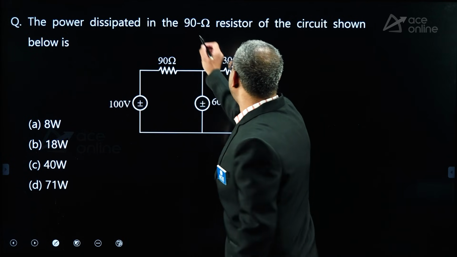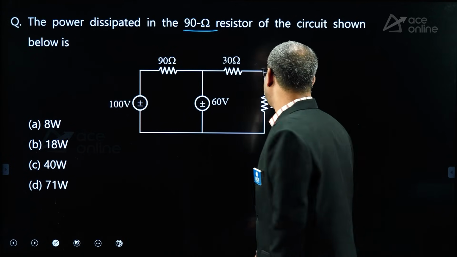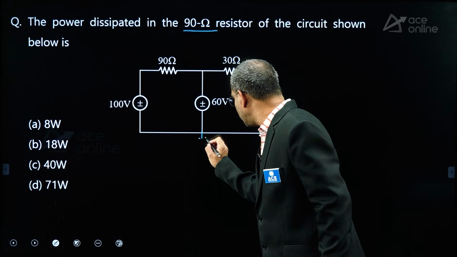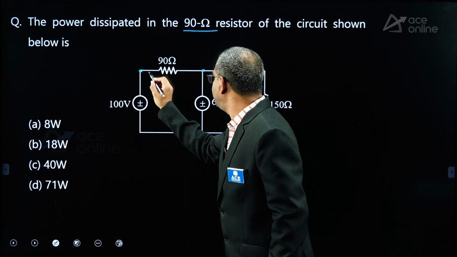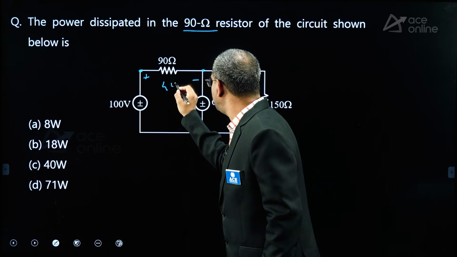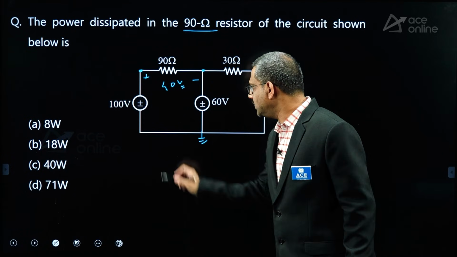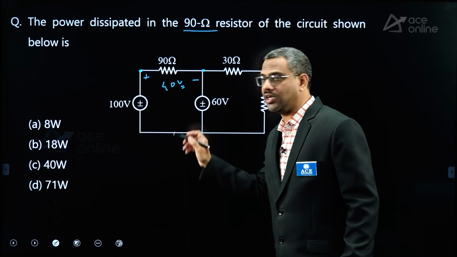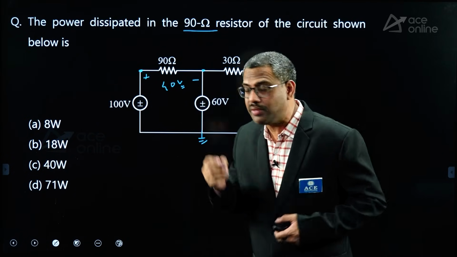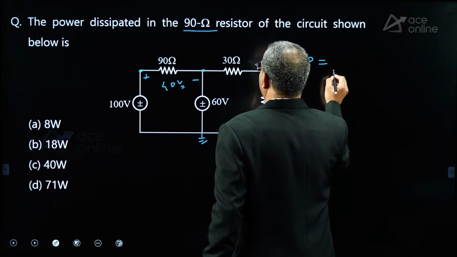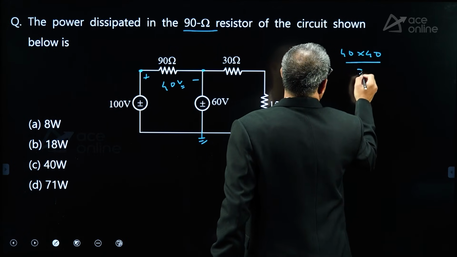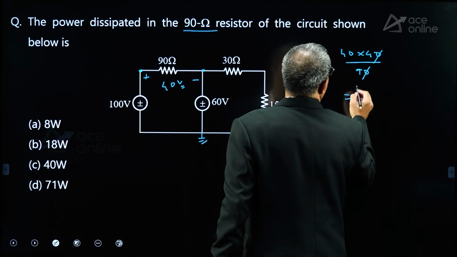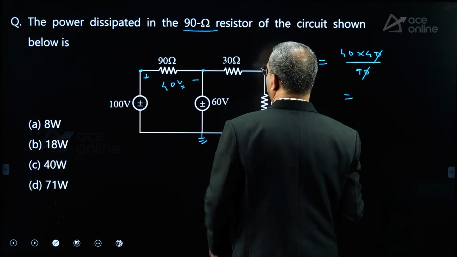The power dissipated by 90 ohm. Here he is asking power dissipated by 90 ohm. See, if you observe with respect to reference, this is already 100 volts. This is already 60 volts. What is the potential difference coming here? 100 minus 60, 40 volts. So with respect to reference, this is 100, this is 60, difference is 40. So power is V square by R, V difference square by R. That is 40 square by R. R is 90, so that is 40 square by 90.